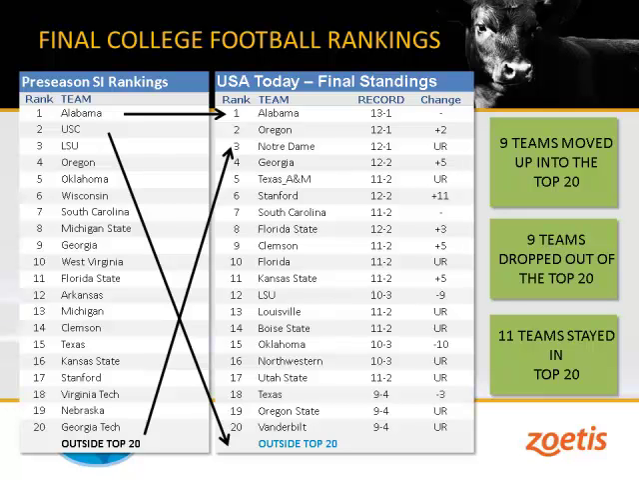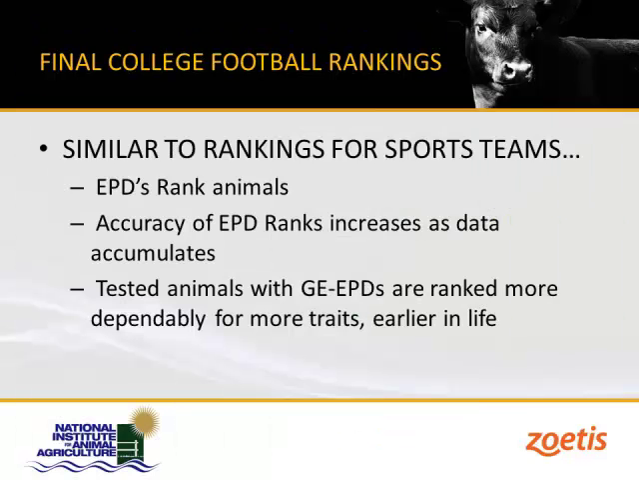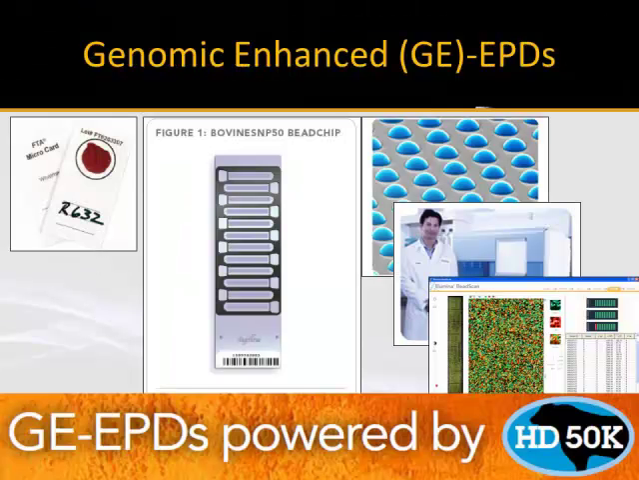So hopefully you can kind of see the analogies between how EPDs rank animals, and just like rankings work in sports teams, as games accumulate throughout the season, we get a better and better indication of the true merit of the team. And so as information on the animal accumulates, as well as information on offspring accumulates, we do a better and better job. And so that's how our DNA technology is starting to impact our seed stock production.